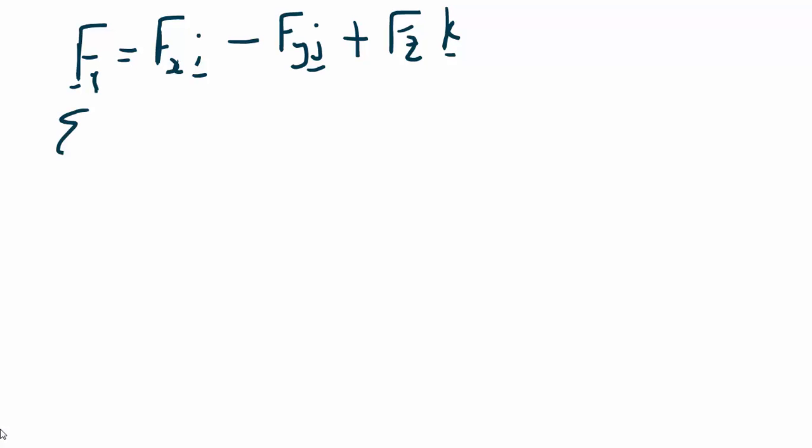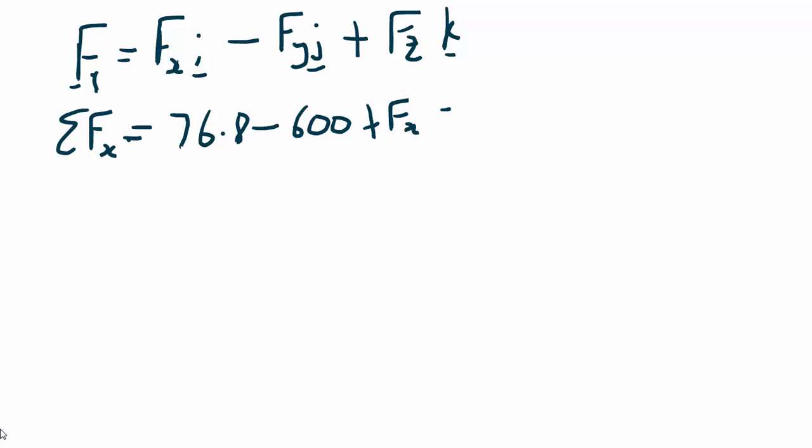So now we can do our sum of our forces in the X, the Y and the Z. The sum of the forces in the X, we're going to have 76.8 minus 600 plus Fx equals 0. So that's just taking all the i components of all 5 forces, some of them didn't have i components, and adding them together. So we can say Fx equals 523.2.